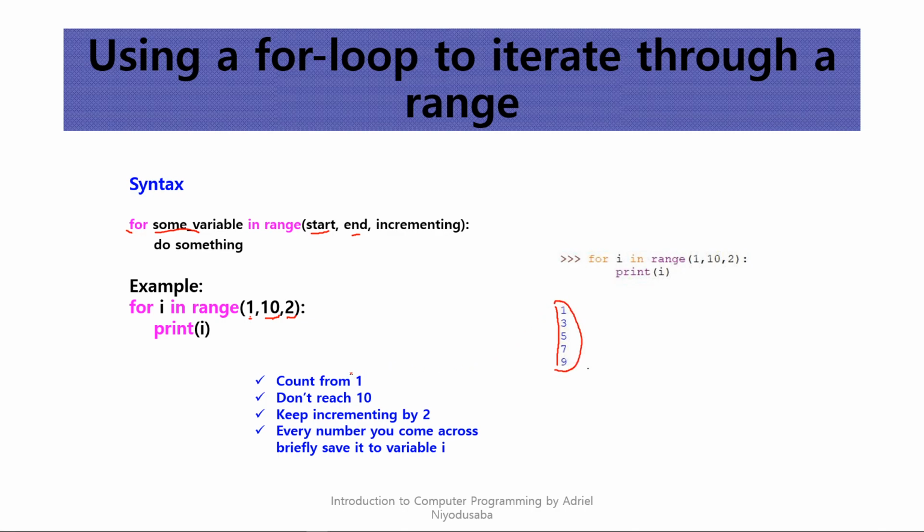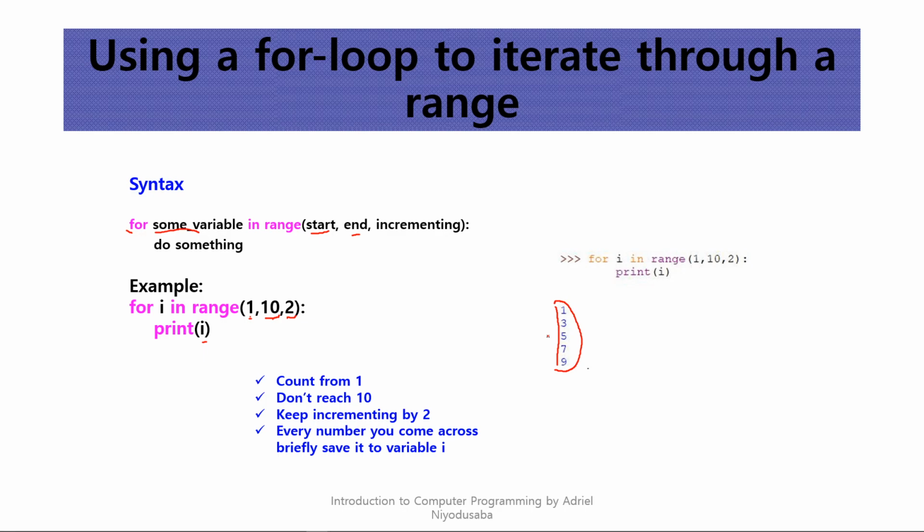Now, notice that if I can find a range like this, then I can iterate through this range to get those actual numbers. That's why I said for i in range(1, 10, 2), print i. So every number I pass by as I go through this range, I will print it, and this is what happened.